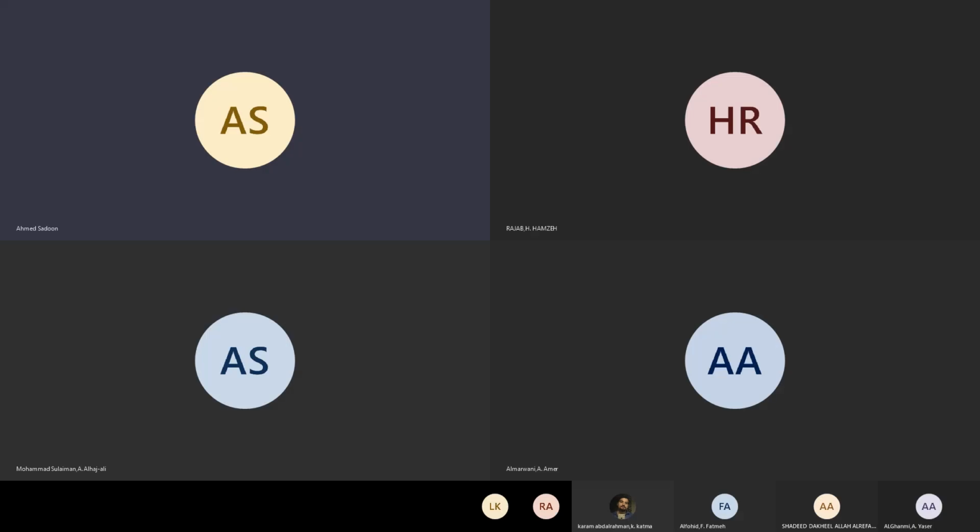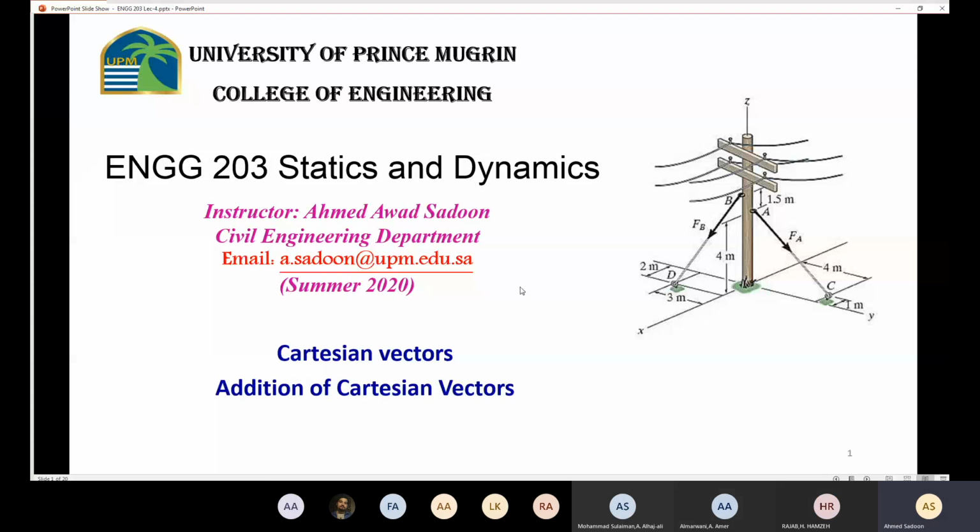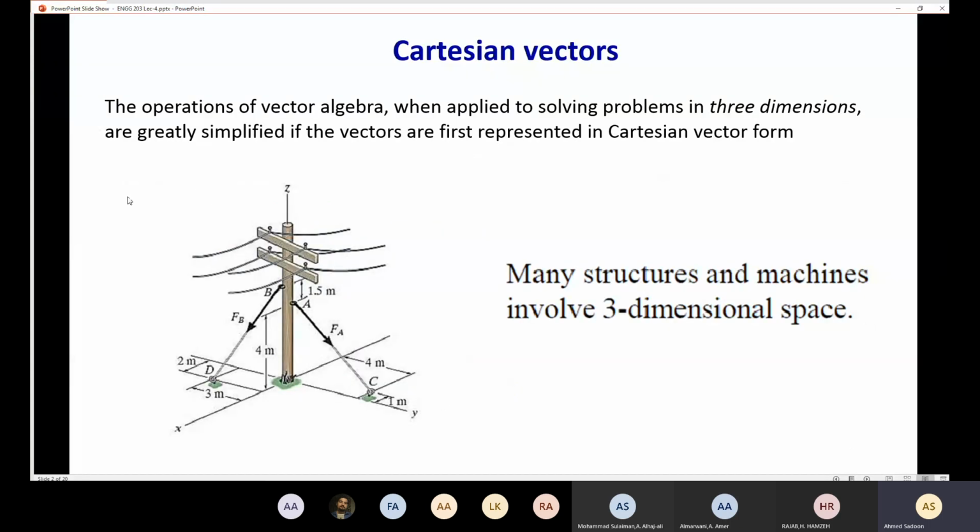So let's get started. Today we are going to have lecture number 4, and it's going to be about Cartesian vectors, and also we are going to learn how to add the Cartesian vectors. Like you can see here, we are going to face many structures and machines involving three-dimensional space, like this one. And we know that when it comes to 3D, it's going to be complicated. In order to make it more convenient, we are going to use the Cartesian vectors. Of course, today we are going to explain how to deal with Cartesian vectors.